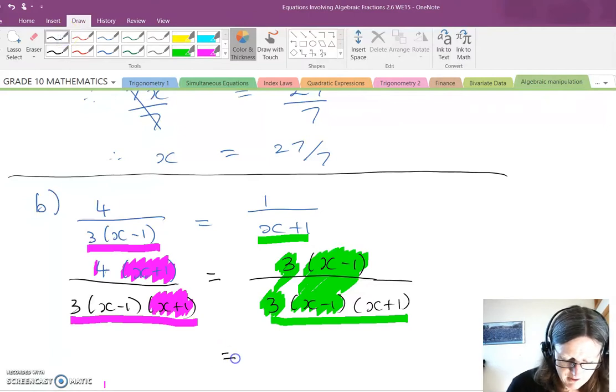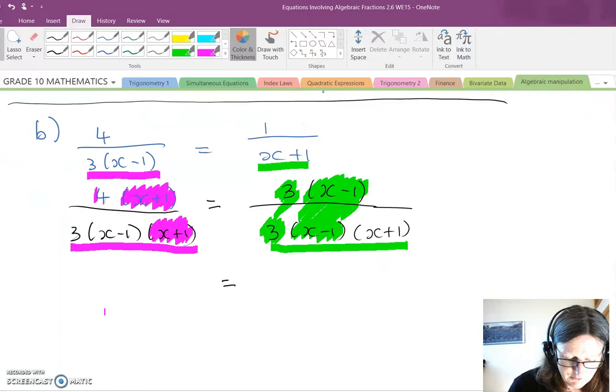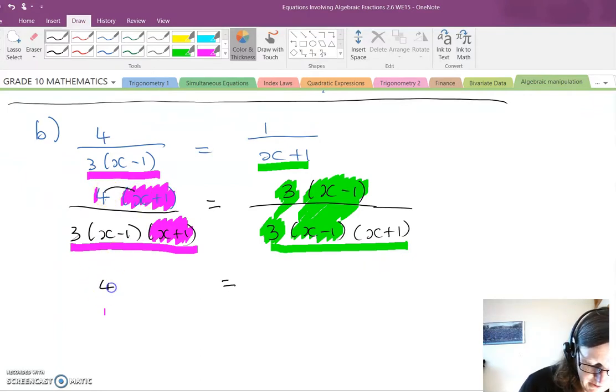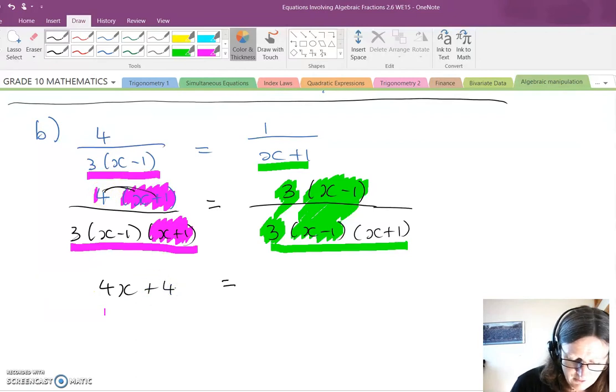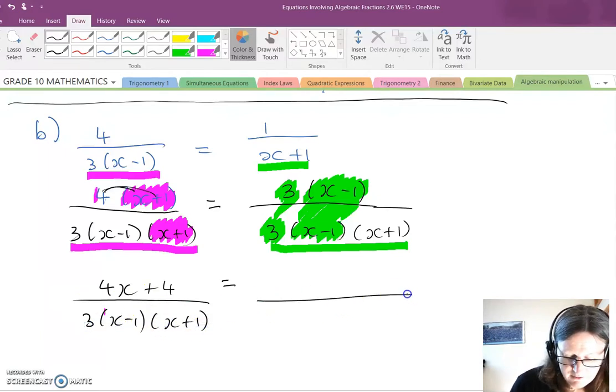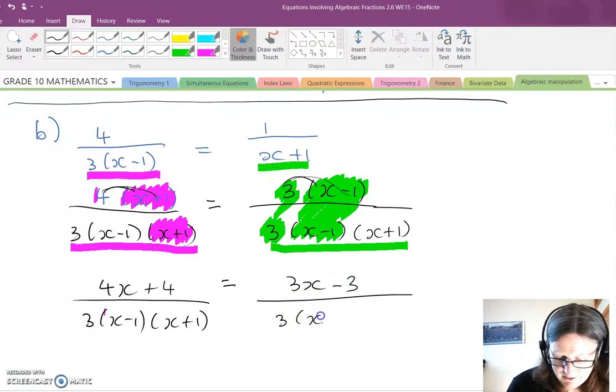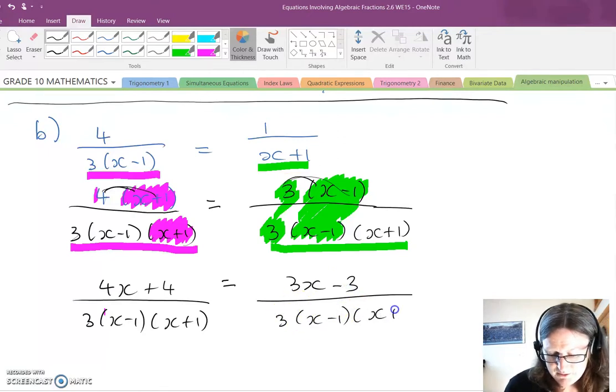I'm going to expand brackets on the top. So on the left-hand side, I've got 4x plus 4 over 3 times x minus 1, x plus 1. And on the right-hand side, I've got 3x subtract 3 over 3 times x minus 1, x plus 1.